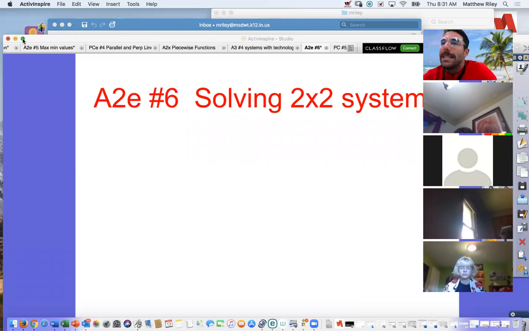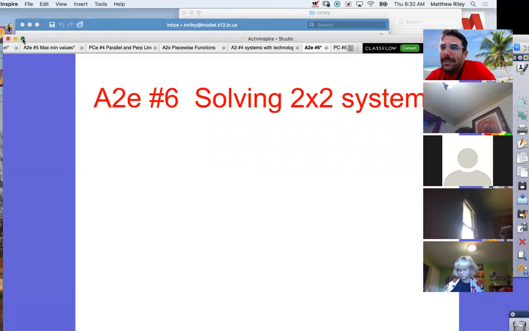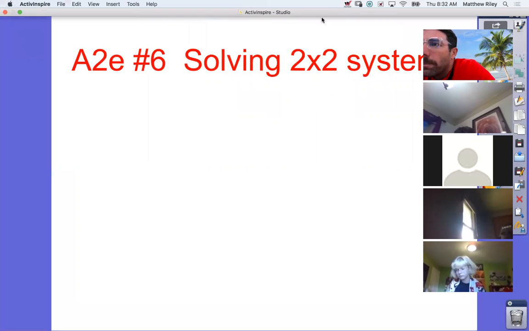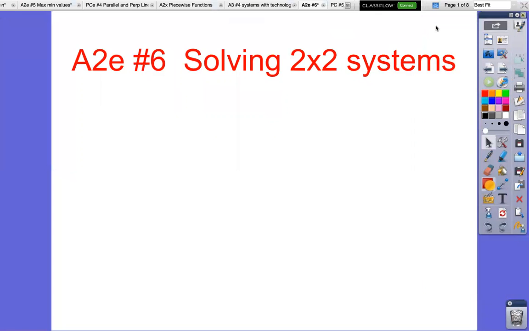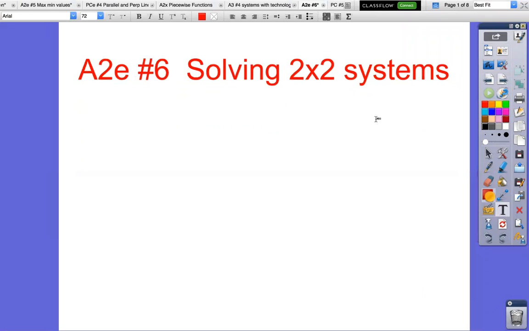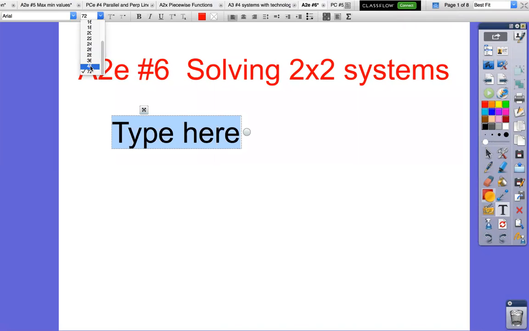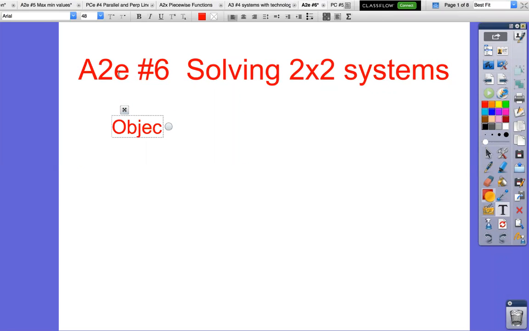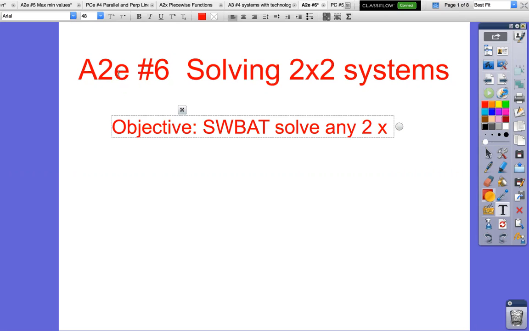So today should be an easy day. The next couple of days, it's going to get a little bit harder, but it is all building on the background of solving 2x2 systems. So the objective, I always write the objective up here. I forgot to write it today. But your objective is going to be: students will be able to solve any 2x2 system. Now that's it.